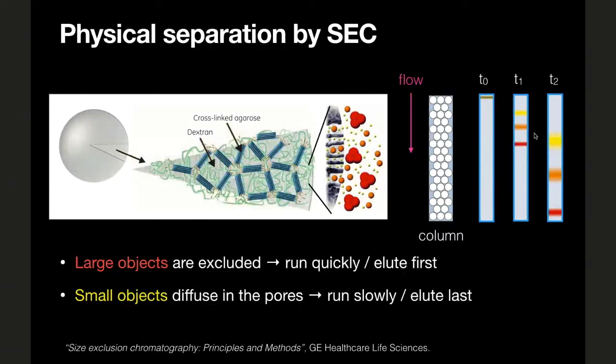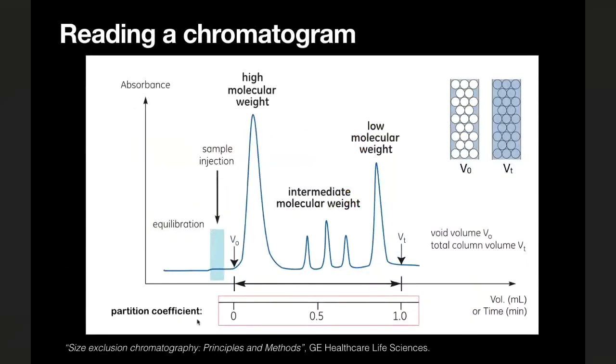You'll see the red one is running more quickly through the column because it's larger. One thing to keep in mind when you're reading chromatograms is that the thing that goes faster elutes first, so that will typically appear on the left-hand side of the chromatogram. Here's an example of a SEC chromatogram, and on the very left-hand side is the high molecular weight peak, and on the very right-hand side are the smallest molecular weight objects. Things of intermediate molecular weight fall in the middle.